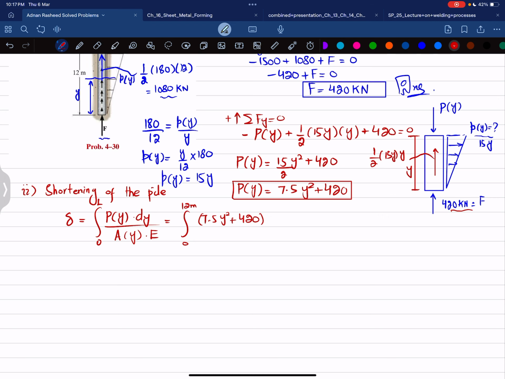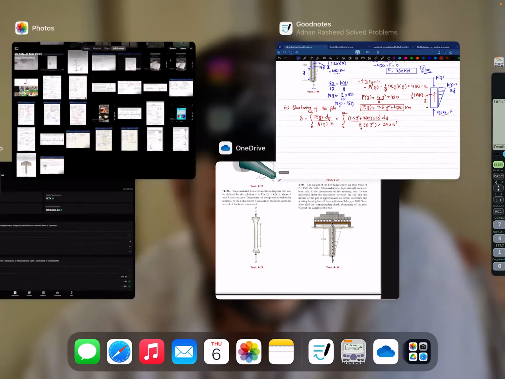The unit will be kilonewton, so we will convert into newton. So 10 raised to power 3 dy divided by area, which is pi by 4 times diameter squared. Diameter is given as 300 millimeter, so 0.3 square, into E. E of concrete is 29 ksi. So 29 into 10 raised to power 3 ksi, or 29 into 10 raised to power 9. Let me check it.